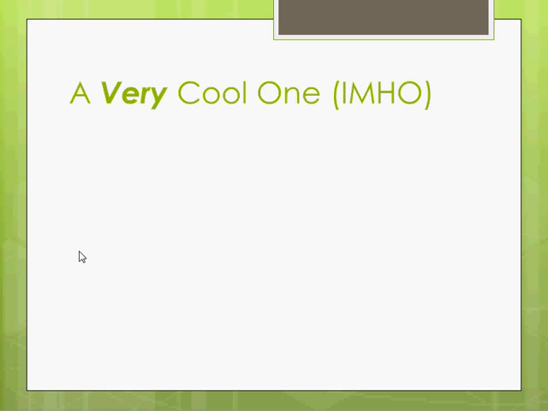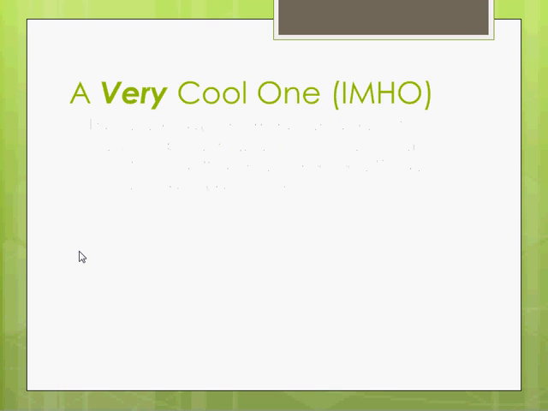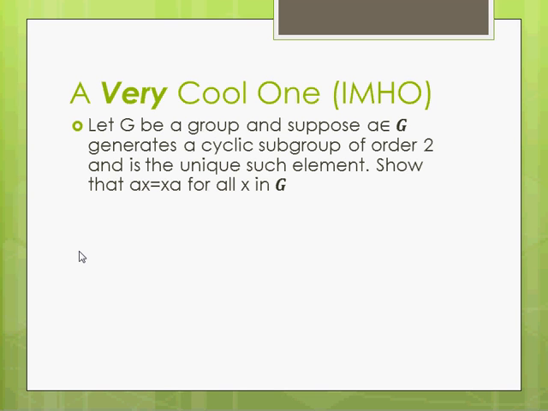And another very cool one, I think. I really like this one. It took me a long time to wrap my mind around it, but after I did, the light bulb went on, and I thought it was very interesting afterwards. All right, so here we go. Let G be a group, and we've got A in the group, and this element A generates a cyclic subgroup of order 2, and it is the unique such element. Show that AX equals XA for all X in G.